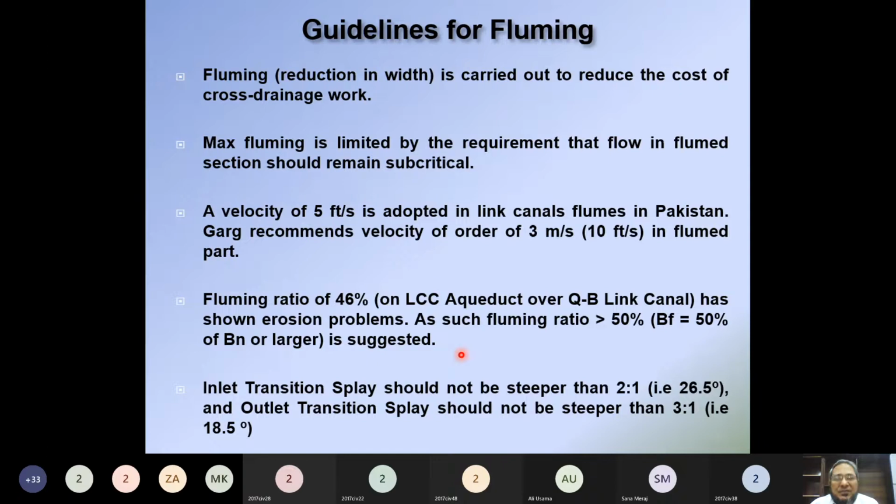When I say the fluming ratio is 50%, it means if the bottom width of the canal is, let's say, 20 meters, then how much should be the width of the trough? If the fluming ratio is 50%, it should be 10 meters, half, okay? So in transitions, the splay should not be greater than 2:1. Splay means the slope we give in plan. For the inlet transition, it should not be more than 2:1, and for the outlet transition, it should not be steeper than 3:1. So these are the minimum values.